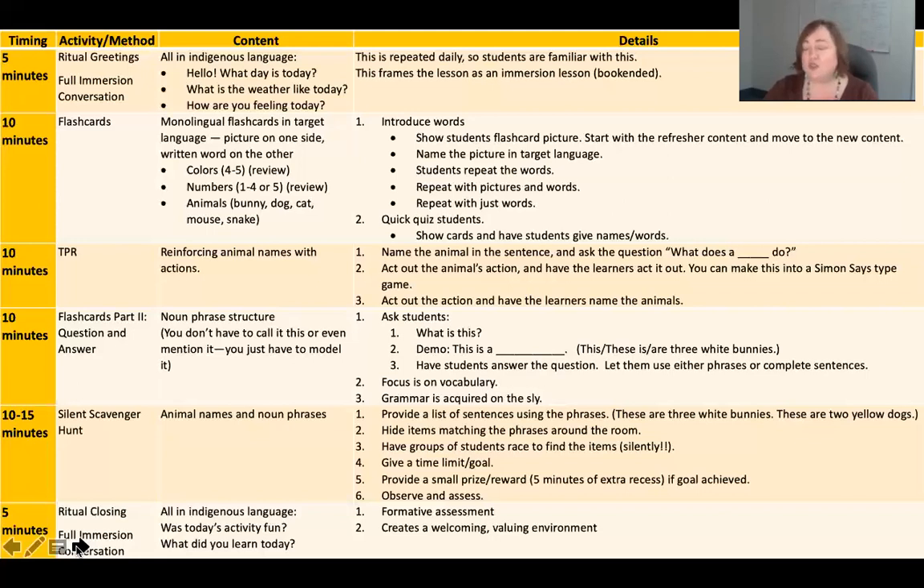So I gave the students a list of sentences like, these are 3 white bunnies, these are 2 yellow dogs. And I had hidden pictures of 3 white bunnies or 2 yellow dogs around the room. And so they had to go and collect the pictures. And the first group that got this done got a small prize. All the groups got a prize, of course. But it was really fun for them to be able to engage with this game and use what they had learned and demonstrate what they had learned, even though they were doing it completely silently.